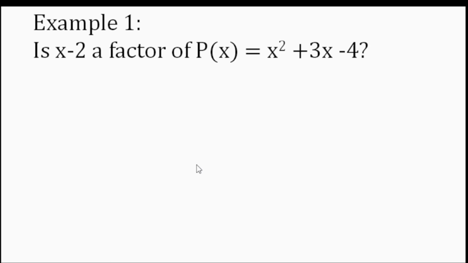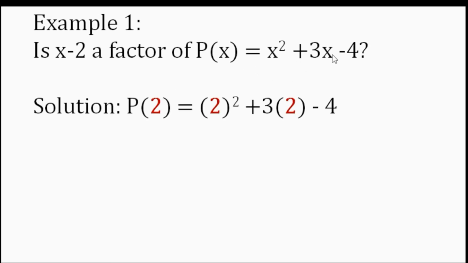The factor theorem will answer the question, is a binomial of the form x minus c a factor of a given polynomial? Here specifically in our example 1, is x minus 2 a factor of p of x equals x squared plus 3x minus 4? So how do we know? By factor theorem, we are just evaluating the polynomial at c equals 2. Our binomial divisor here is x minus 2, so our c is 2. So we replace all our x's here with 2.